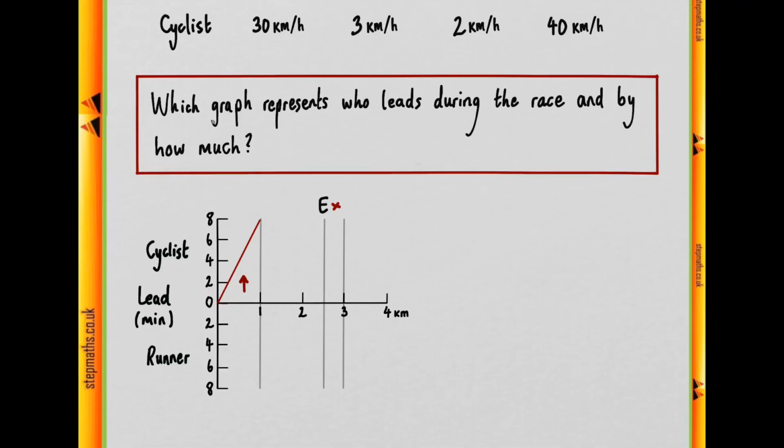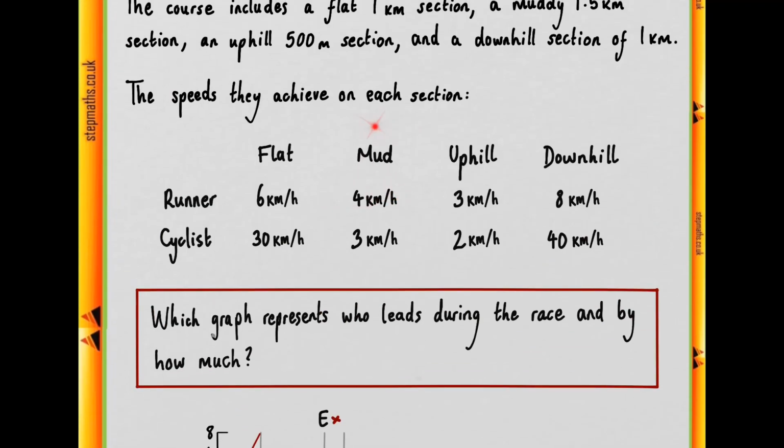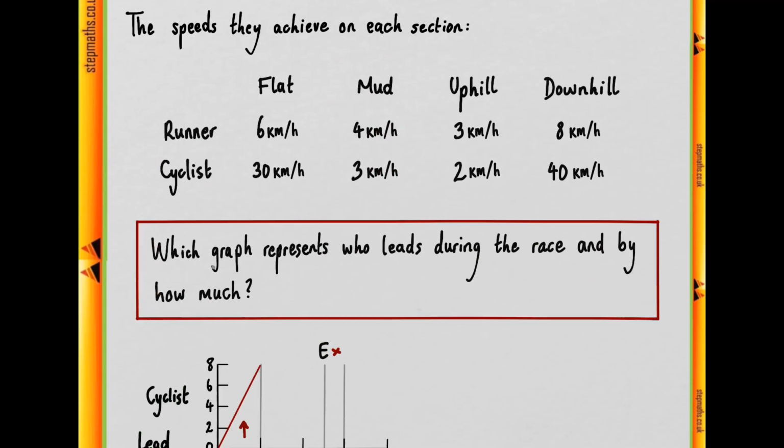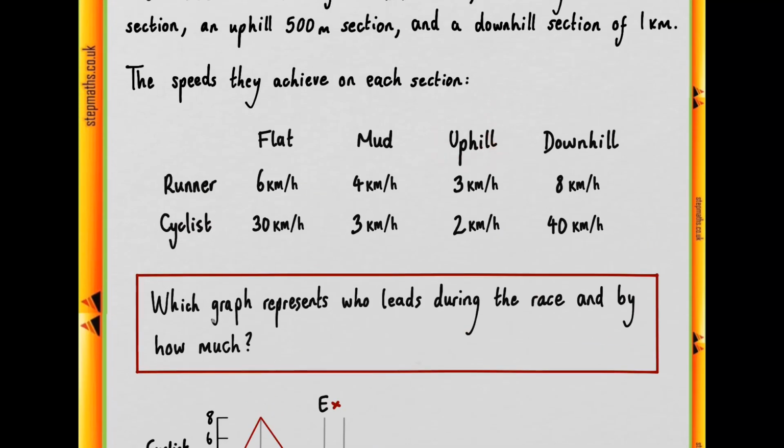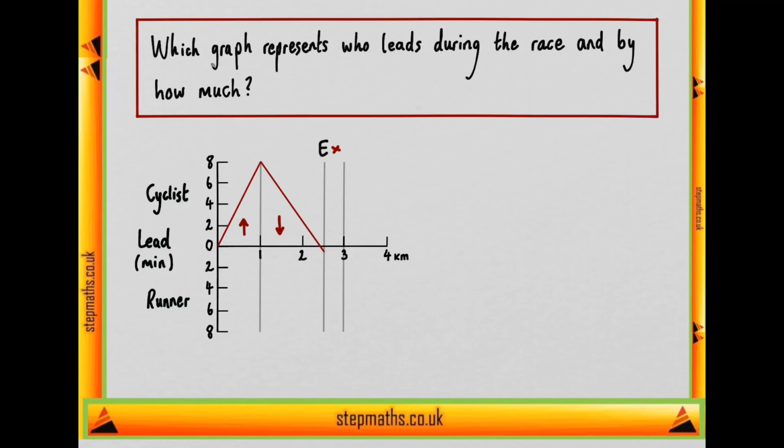Then we're going to have a section, the muddy section, where the runner is going faster, and this is the longest section, so perhaps the runner can build up a lead here, so it would look a bit like this. Moving on to our third section, which is the uphill. The runner is going even at a greater ratio faster than the cyclist, so 3/2 as opposed to 4/3, so the line should be even more steep in favour of the runner. So we should have something like this.